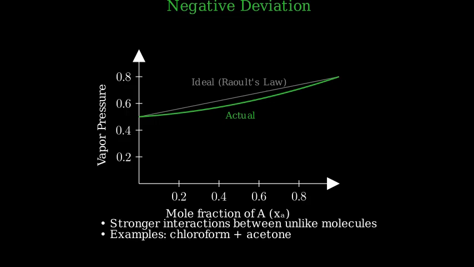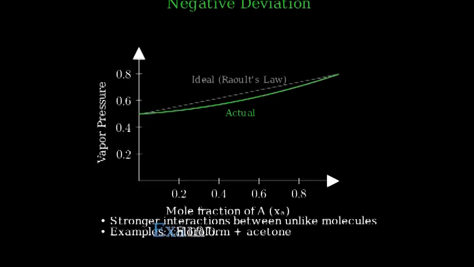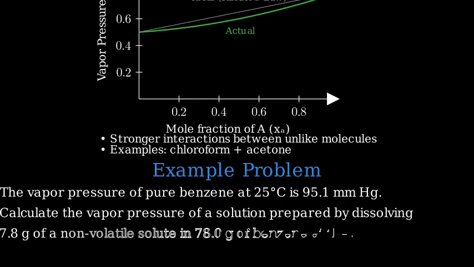Let's solve an example problem involving Raoult's law. The vapor pressure of pure benzene at 25 degrees Celsius is 95.1 mmHg. Calculate the vapor pressure of a solution prepared by dissolving 7.8 grams of a non-volatile solute in 78.0 grams of benzene at the same temperature.